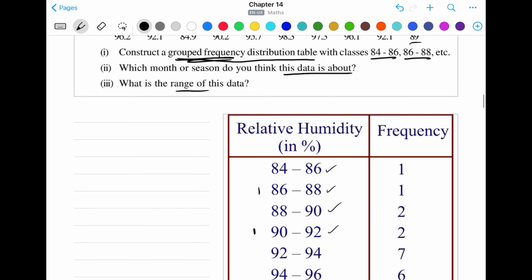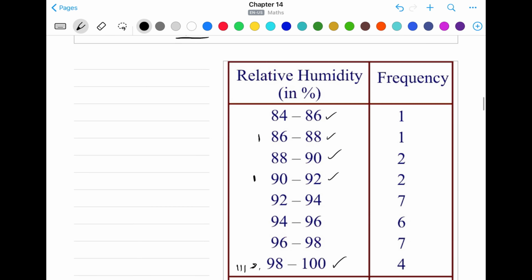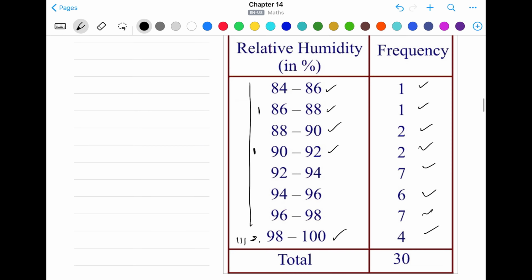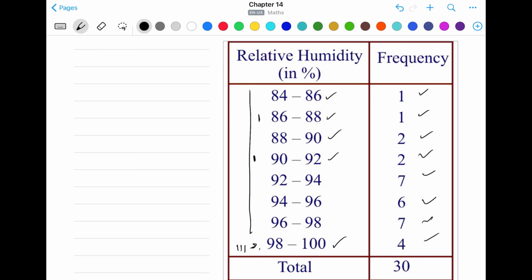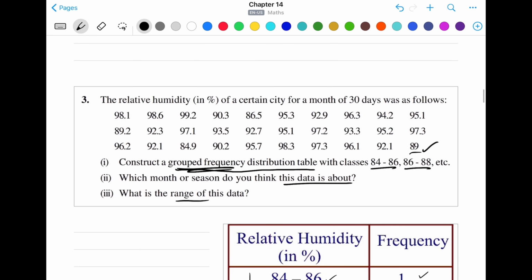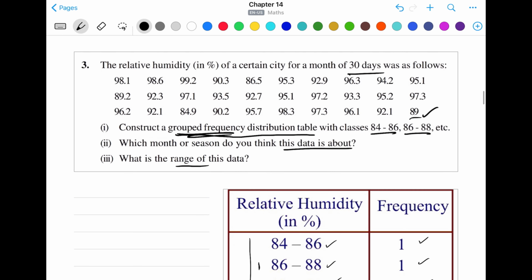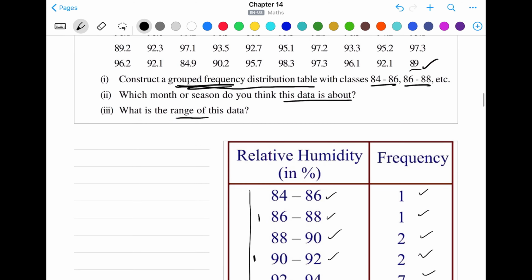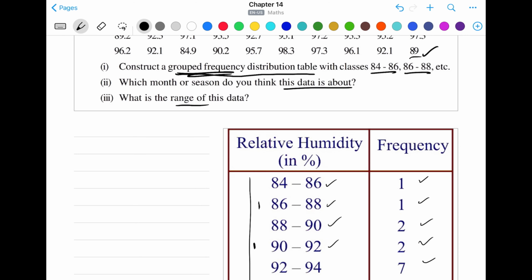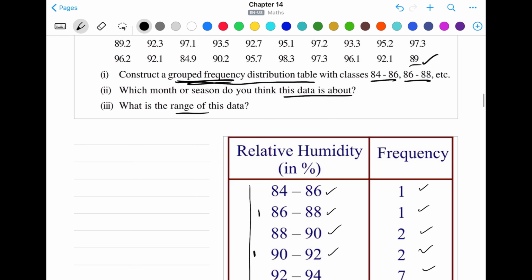In the end, once you reach here, you will get the tally marks, then write those numbers in the form of frequency here, which I have already done for you. Add all of these and you will get 30, which is the actual number of data we have. So that's the answer for part 1 of question number 3, where we are asked to construct a grouped frequency distribution table.